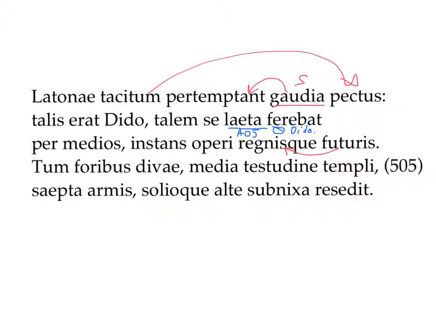Then, at the doors of the goddess, genitive going with foribus, in the middle of the central hall of the temple. And testudine is like the central hall. It's like the middle hallway of the temple. Okay.